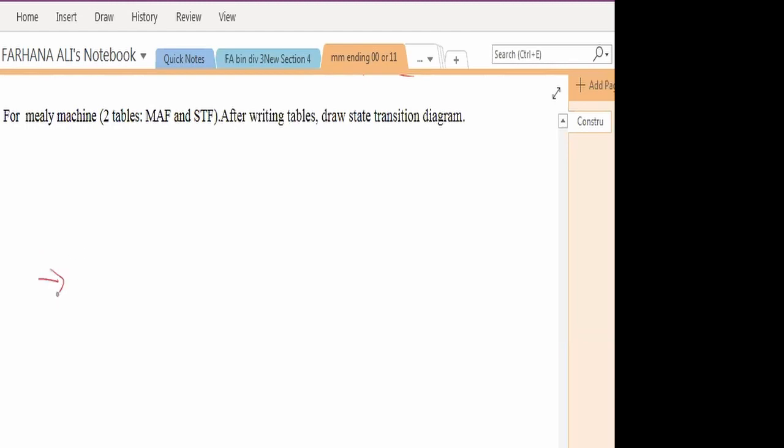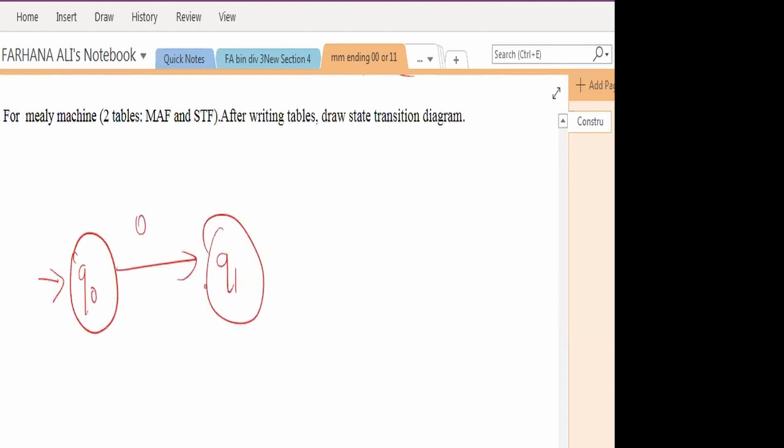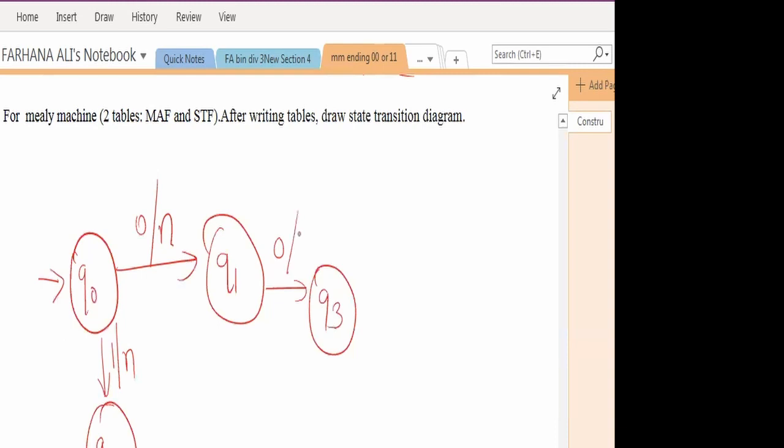Now the time to draw the state transition diagram for the Mealy machine. So Q0 on 0, where is it going? It is going to Q1. What was the output of Q1? That we have to write on the transition itself. That was N. Now Q0 on 1 is going to Q2. What was the output of Q2? It was N. We have to write it on the transition. Now Q1 on 0 is going to Q3. What was the output of Q3? The Q3 output was Y. That we have to write here.